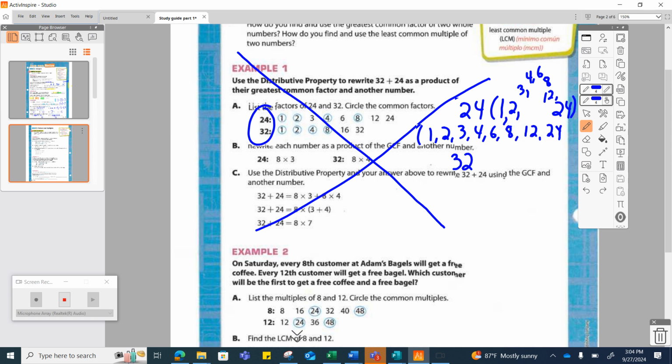Now let me do the multiples of 32. Sorry, the factors of 32. 1 times 32.